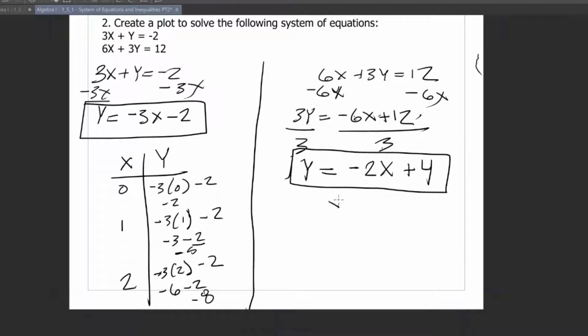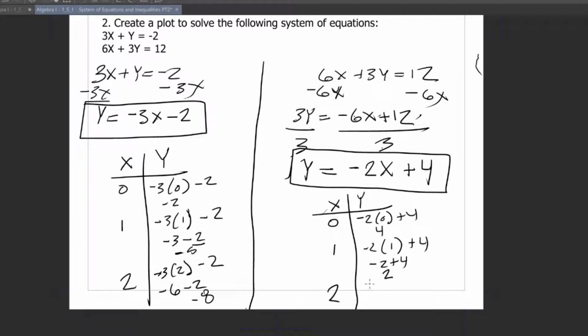Okay, same thing over here. X equals 0, y equals negative 2 times 0 plus 4, which is equal to 4. X equals 1, negative 2 times 1 plus 4, negative 2 plus 4, this equals 2. And whenever x equals 2, negative 2 times 2 plus 4, negative 4 plus 4, which equals 0.